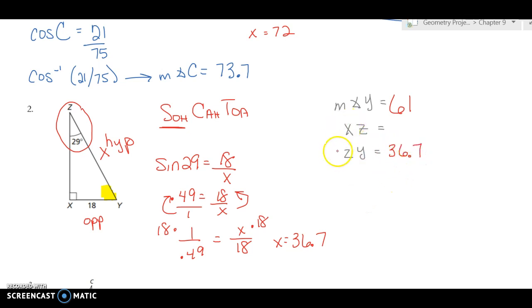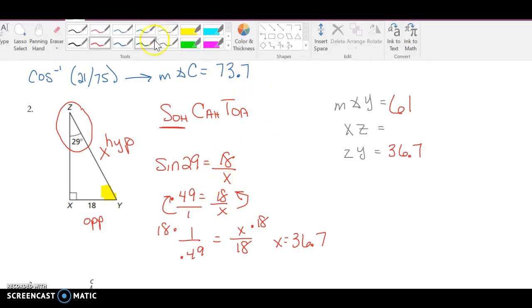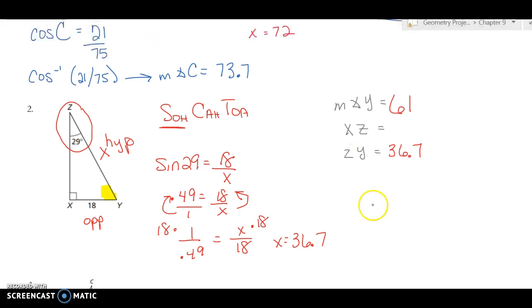Now you have an option to find XZ. You could do the same process again, or you could use Pythagorean theorem. I'm thinking right now I want to use Pythagorean theorem. I don't want to do any more SOHCAHTOA right now, so let's see what that looks like. So it would be 18 squared plus x squared, because I don't know what this is, that's my question mark, equals 36.7 squared. So 18 squared is 324.